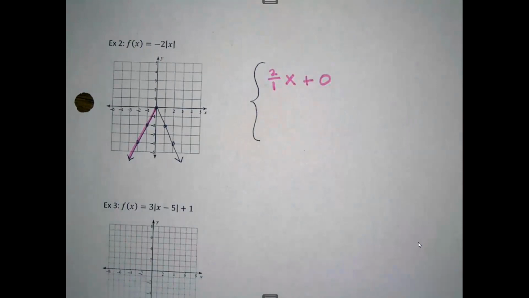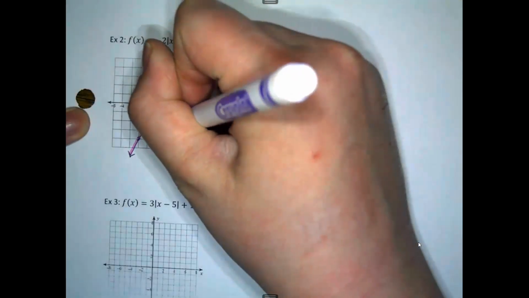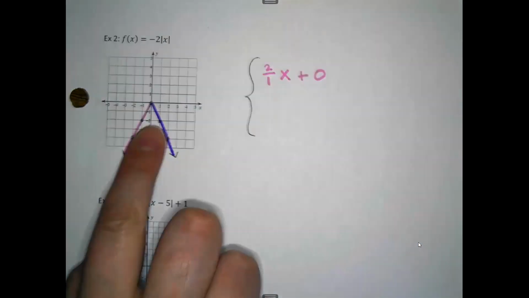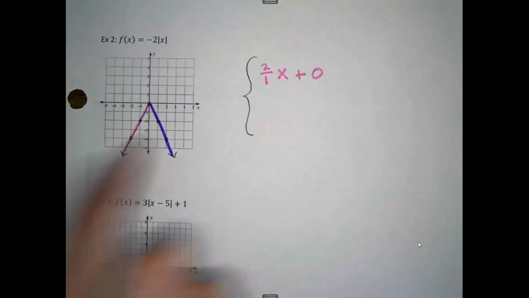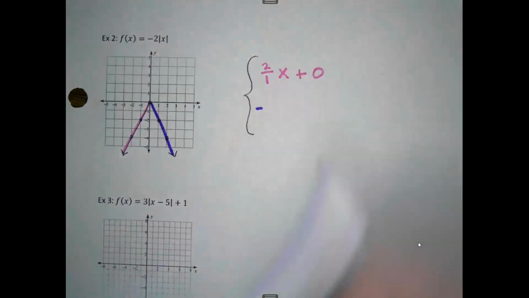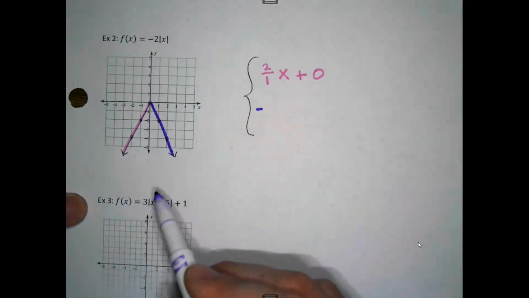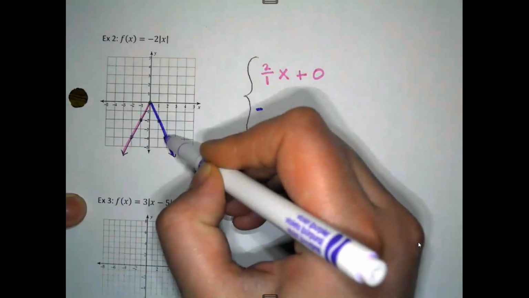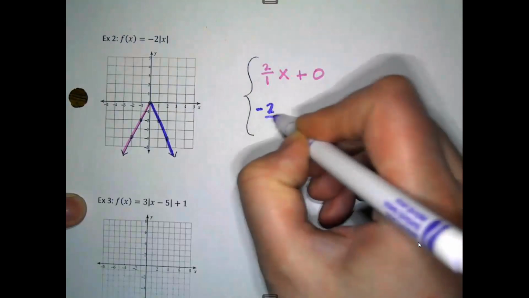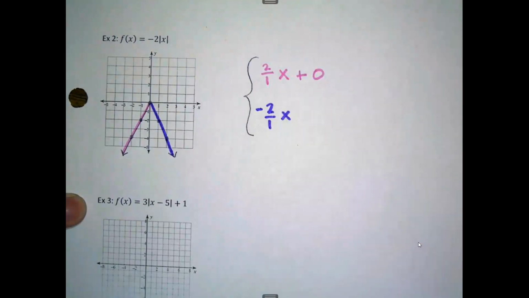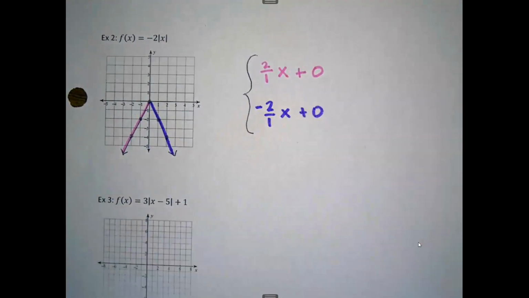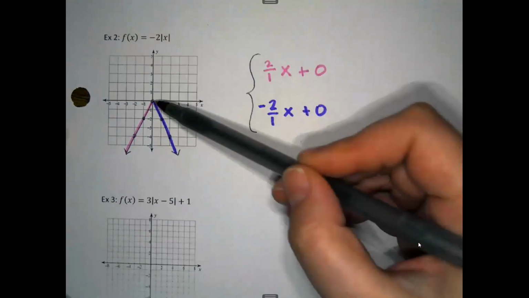Let's do the other side. Is the other side an uphill slant or a downhill slant? Downhill slant. So the other one is going to have a negative slope. What's the negative slope for this one? So it goes down 2 over 1, down 2 over 1, down 2 over 1. Okay, and what's the y-intercept for this one? 0. Okay. And then what is the x value that cuts this in half?